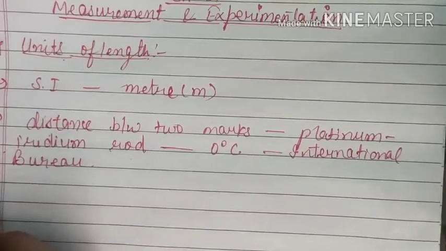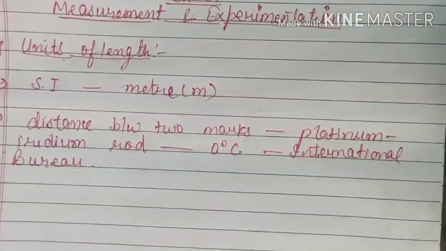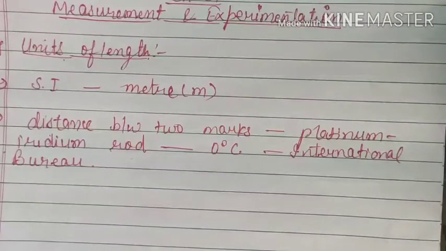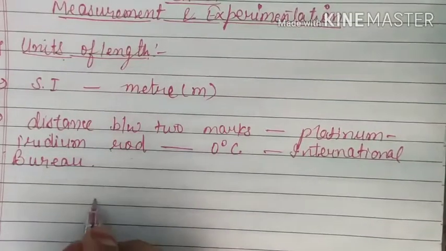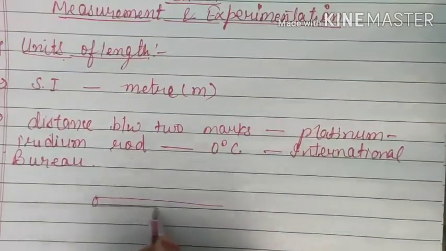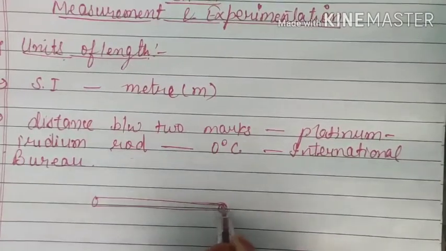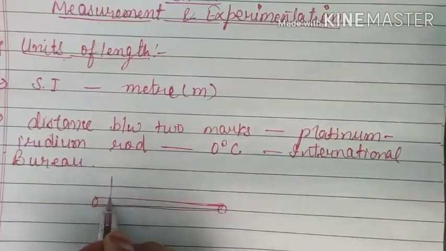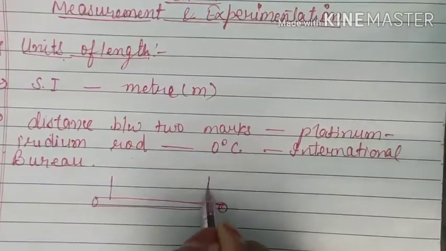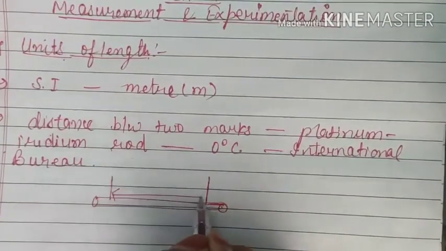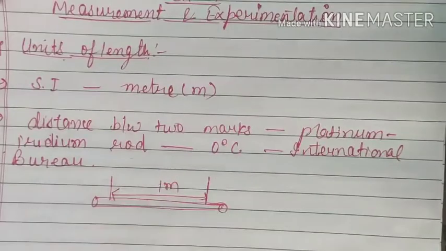That means 1 meter is defined as the distance between two marks on a platinum iridium rod. We know that platinum iridium is an alloy. Suppose this is that rod made up of platinum and iridium as an alloy, and we have two marks on it, one mark and a second mark. The distance between both these marks is known as 1 meter.